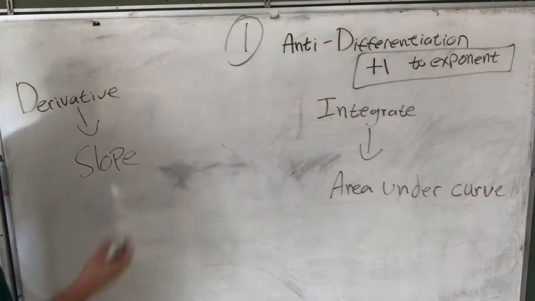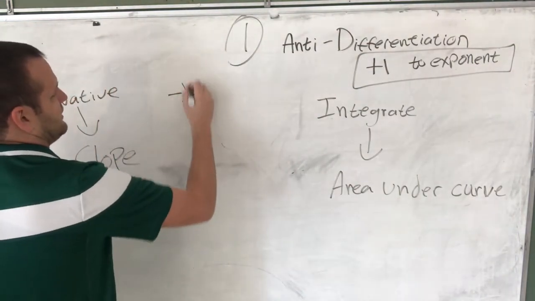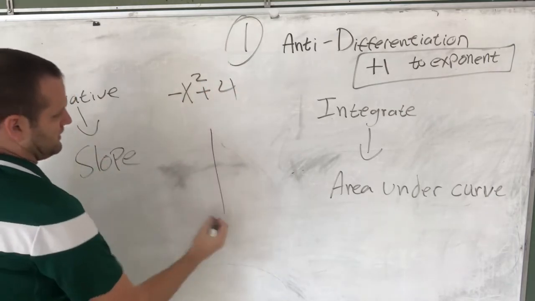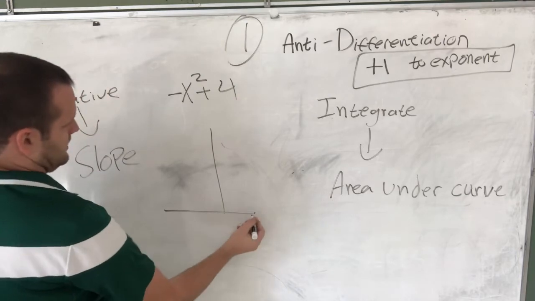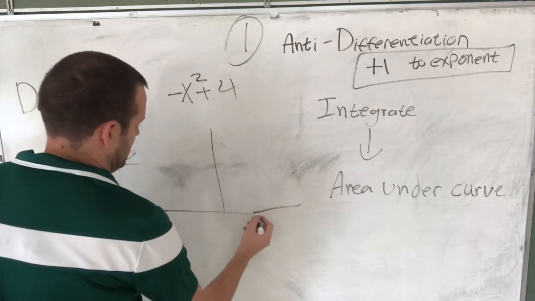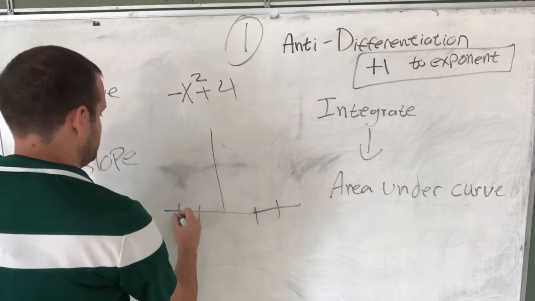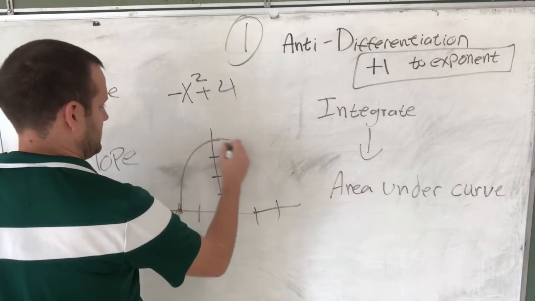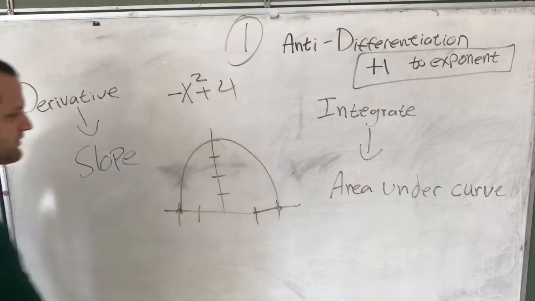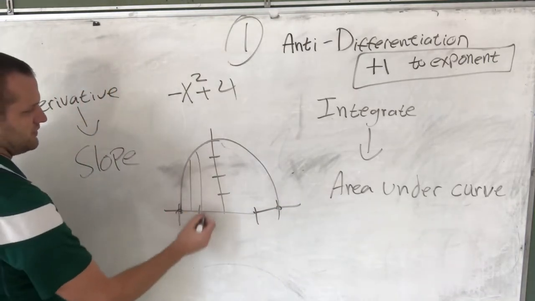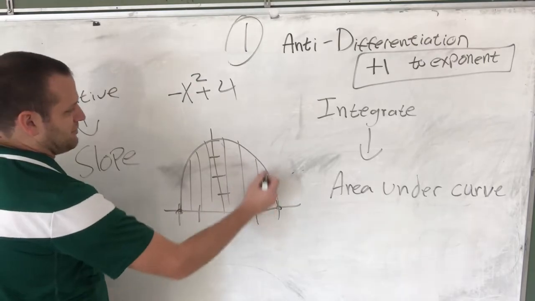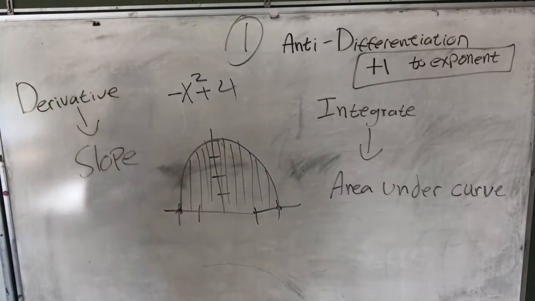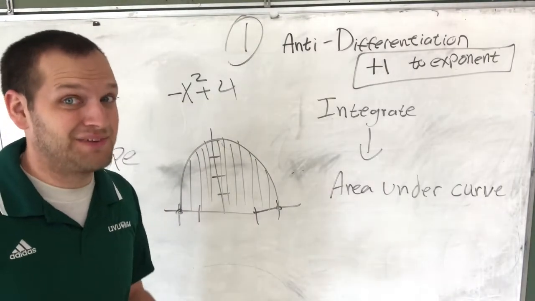So for instance, let's say we have the equation negative x squared plus 4. That would look something like this, okay? Where it would cross at 2, and negative 2, with 1, 2, 3, 4 on the y-axis. It would look something like that. What if I wanted to know the area under this curve? Well, last time we were doing that trapezoidal rule, all that left approximation, right approximation. That's great and all. But if you want to know the exact value, you have to integrate.